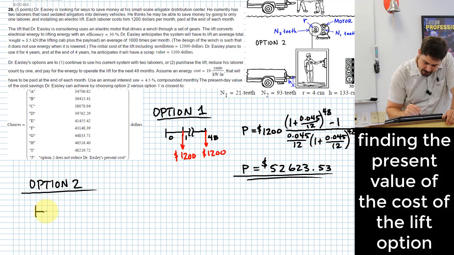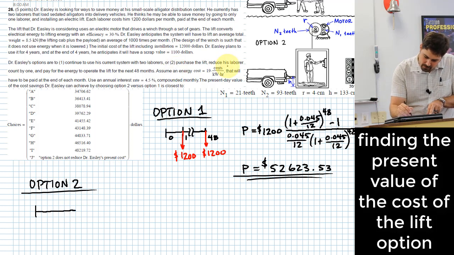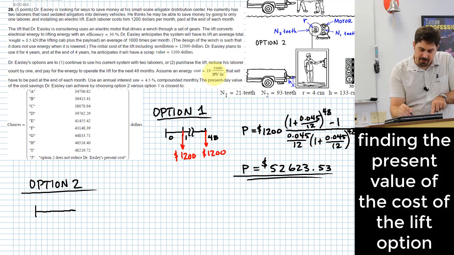So again, here's the timeline. Okay. Let's see. He has an energy cost of 19 cents per kilowatt hour, all right? And so that's kind of the cost of energy to him. What else do we know? Okay. The lift converts electrical energy to lifting energy with an efficiency of 30%. We also know that it needs to lift an average of 1,000 times per month.